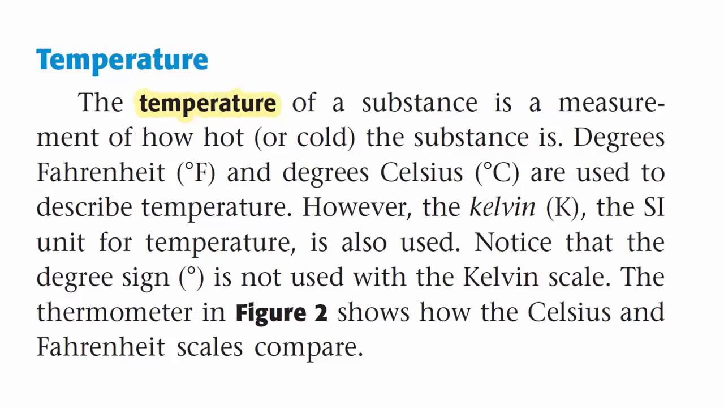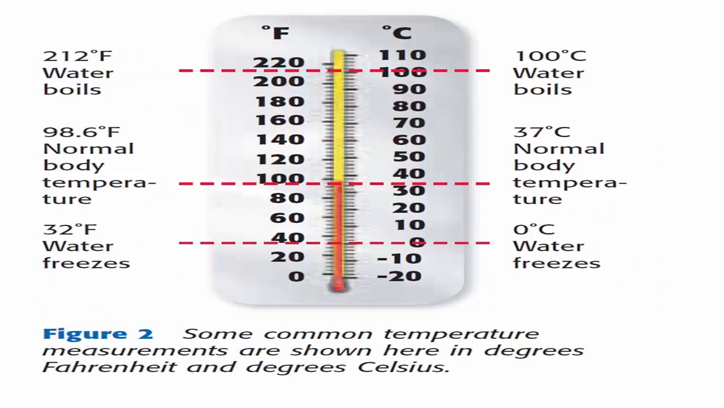Temperature. The temperature of a substance is a measurement of how hot or cold the substance is. Degrees Fahrenheit and degrees Celsius are used to describe temperature. However, the Kelvin, the SI unit for temperature, is also used. Notice that the degree sign is not used with the Kelvin scale. The thermometer in Figure 2 shows the Celsius and Fahrenheit scales.